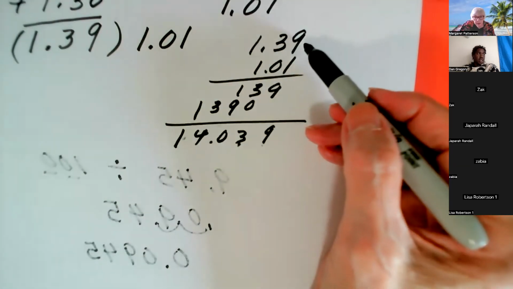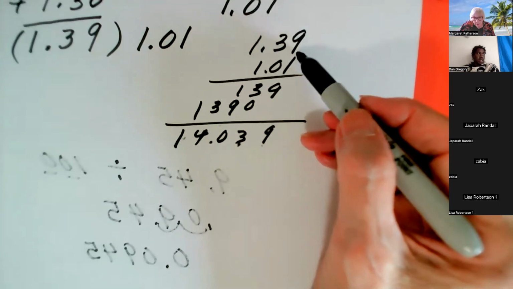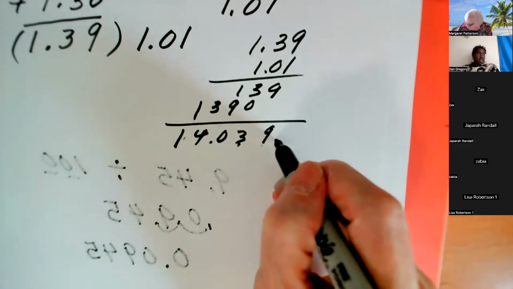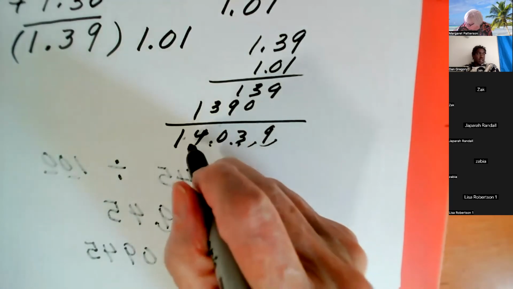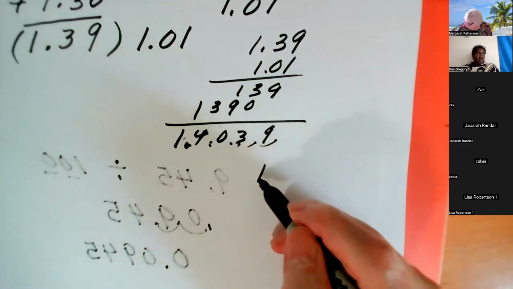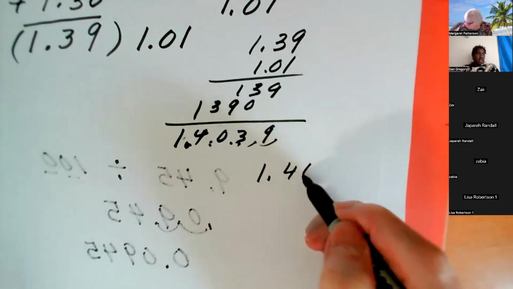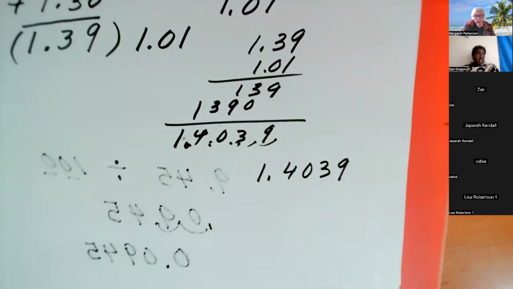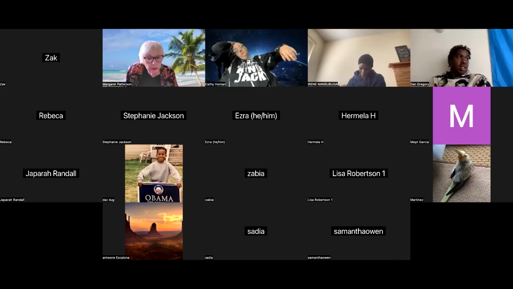So how many decimal places do I have to shift it over? 4. 1, 2, 3, 4. So it belongs there. 1.4039. Okay, so I did it fast because I want to save time. But once you're done, it's a total of 4 decimal places. And then you've got it.